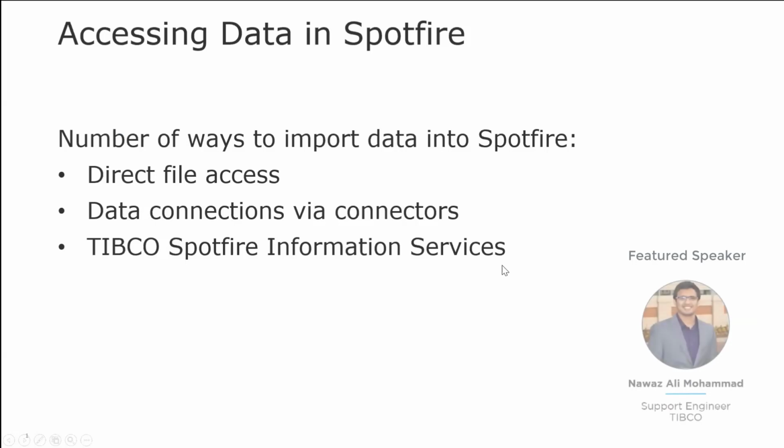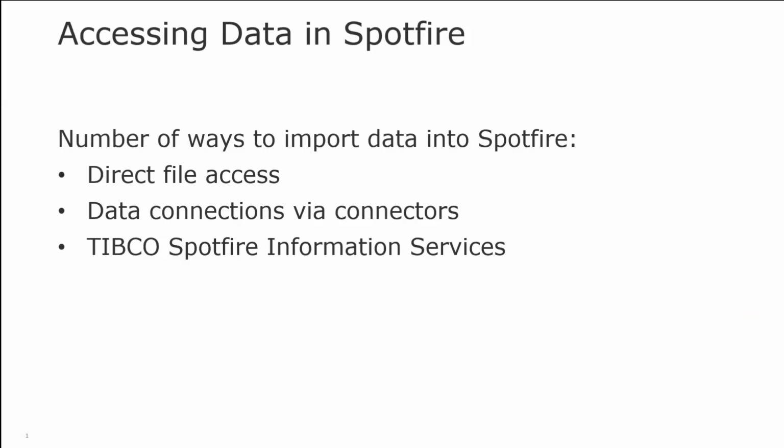Good morning, everyone. Let's get started. As you all know, there are a number of ways to bring data into Spotfire. One way is direct file access, where you can use flat files like CSV, XLS, shape files, SPDF files, and bring them into Spotfire and create your reports. The other option is via connectors. We have multiple data connectors available that you can connect to different data sources and bring data into Spotfire. The other is typical Spotfire Information Services. Using information services, we can connect to and load data from virtually any JDBC compliant data source.